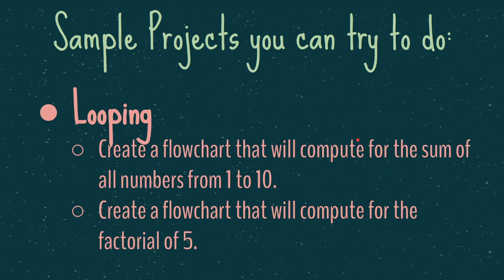Next, sa looping naman, create a flowchart that will compute for the sum of all numbers from 1 to 10. So, ang process natin dito is to compute the sum ng 1 plus 2 plus 3 plus 4 plus 5 plus 6 plus 7 plus 8 plus 9, then plus 10. Next is to create a flowchart that will compute for the factorial of 5. So, to compute the factorial kasi is 5 times 4 times 3 times 2 times 1.